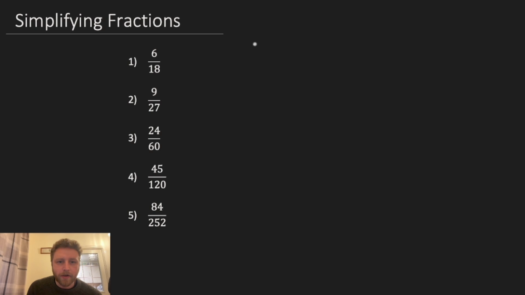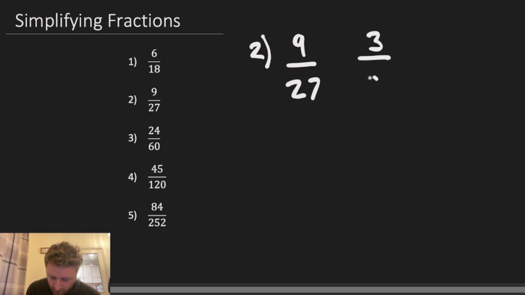Right, for question 2 I can do something very similar. Question 2, we've got 9 over 27. I can see that I can divide the top and the bottom both by 3 again. So 9 divided by 3 gives me 3 over 9. And then we're back to our 3 over 9. So again I can divide by 3, which will give me 1 over 3. And that gives us exactly the same answer as the previous one.